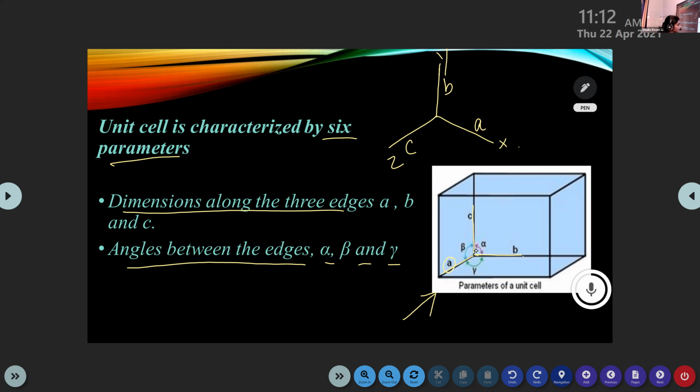Between A and B, there is an angle gamma. Here it is alpha, then beta. So there are 6 parameters: 3 edge lengths A, B, and C, and along with that, the angles between these edges, alpha, beta, and gamma. These 6 parameters are useful to characterize a unit cell. It's very important. Using these characteristics, we are going to classify the unit cell into different types.